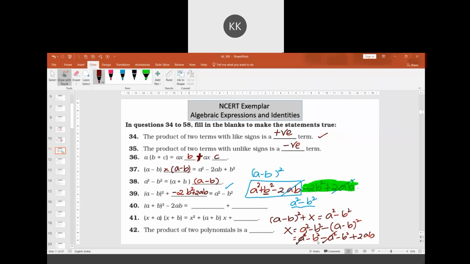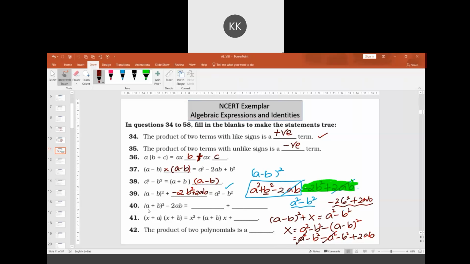You will be getting minus 2b square added to minus 2ab square plus 2ab. Yes, same result. Yes, sir, we can do this. Correct. Very good. Coming to the 40th question.